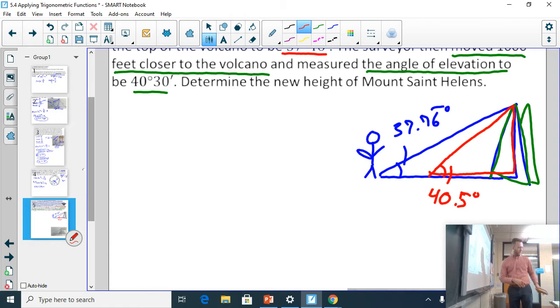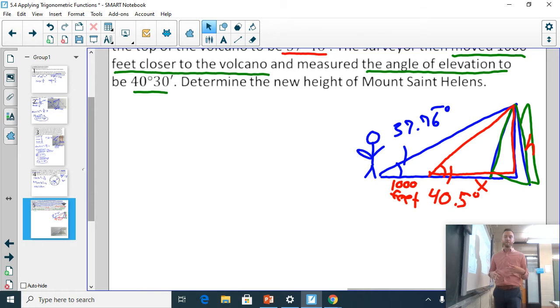And now, from here, we know that this distance is 1,000 feet, because it said he moved 1,000 feet closer. And then I just like to label things that we don't know. Since we're going left and right, almost as if we're on an x-axis, I'm going to label this remaining piece x, and then this height, a good letter for height is h. So we can call this h over here. And that's how you should kind of draw a diagram when you're given information.